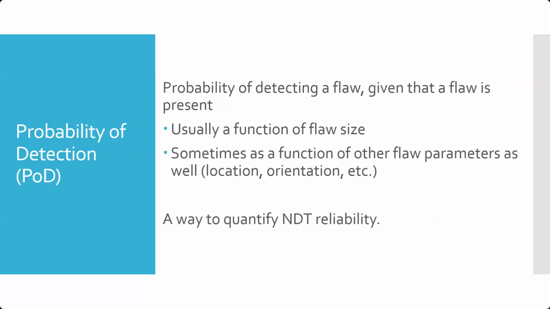But it can also sometimes be a function of other parameters such as location, orientation, surface versus subsurface, and other things like that. So we use it as a way to quantify the reliability of a given NDT process, but also a given NDT practitioner. Two people performing the same test can have slightly different probabilities of detection.